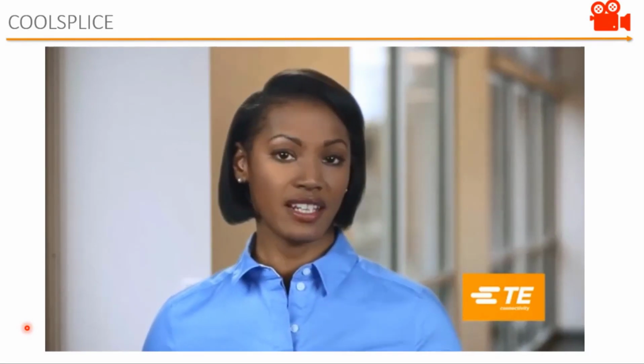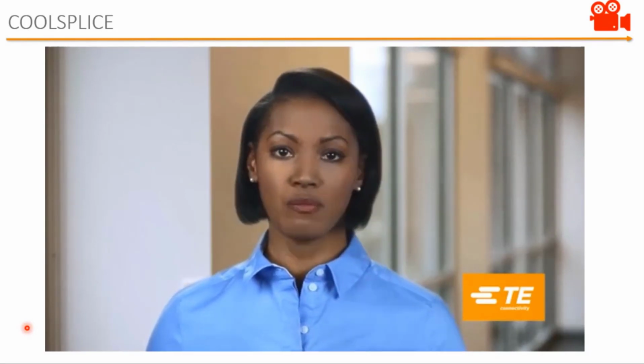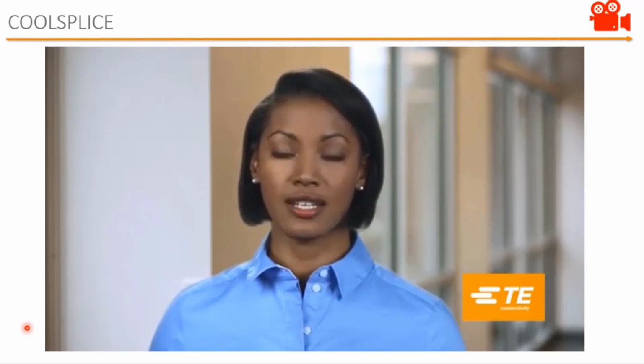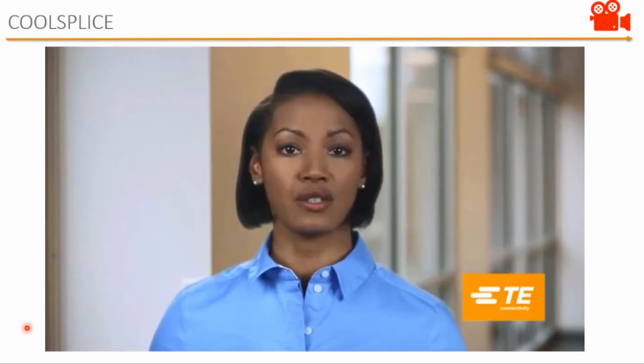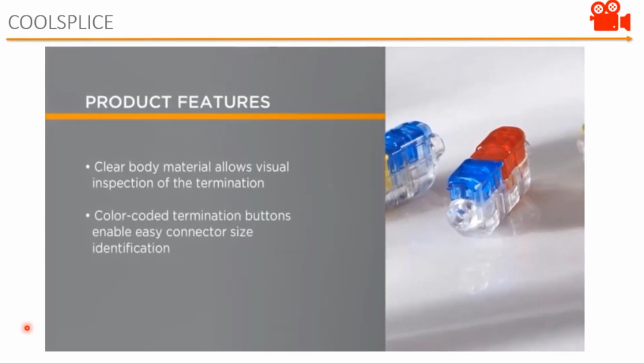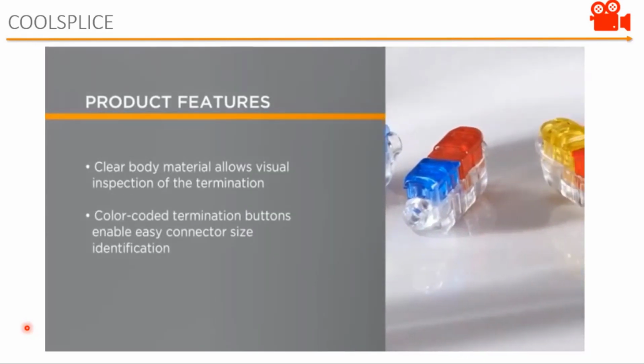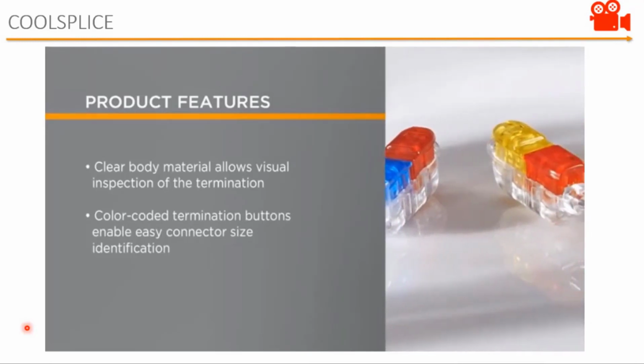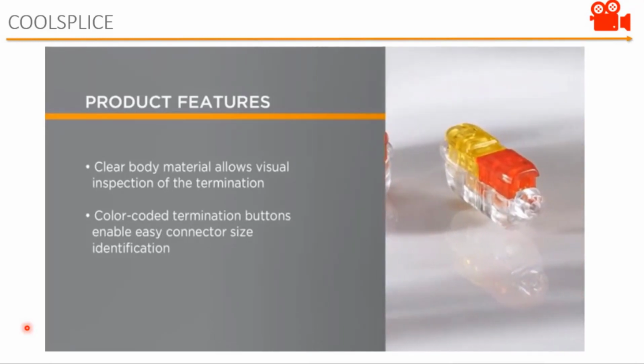The line of sight advantage enables the confirmation of a proper termination and helps to distinguish between the standard and sealed product. Additionally, for the Cool Splice large wire series, red, yellow, and blue color-coded termination buttons take the guesswork out of matching wire sizes to the appropriate connector.